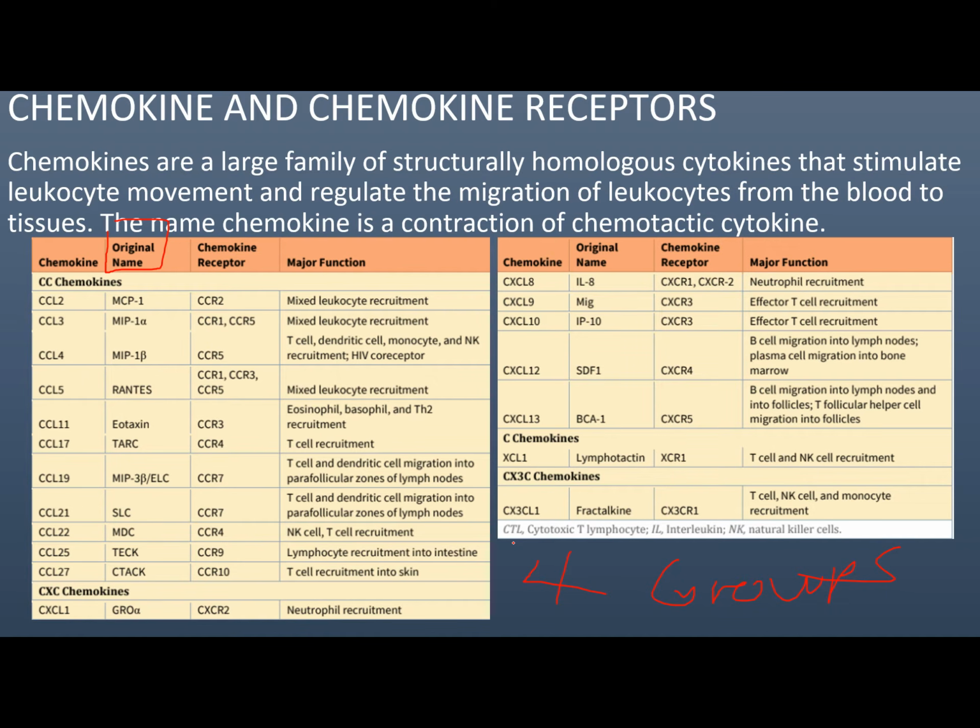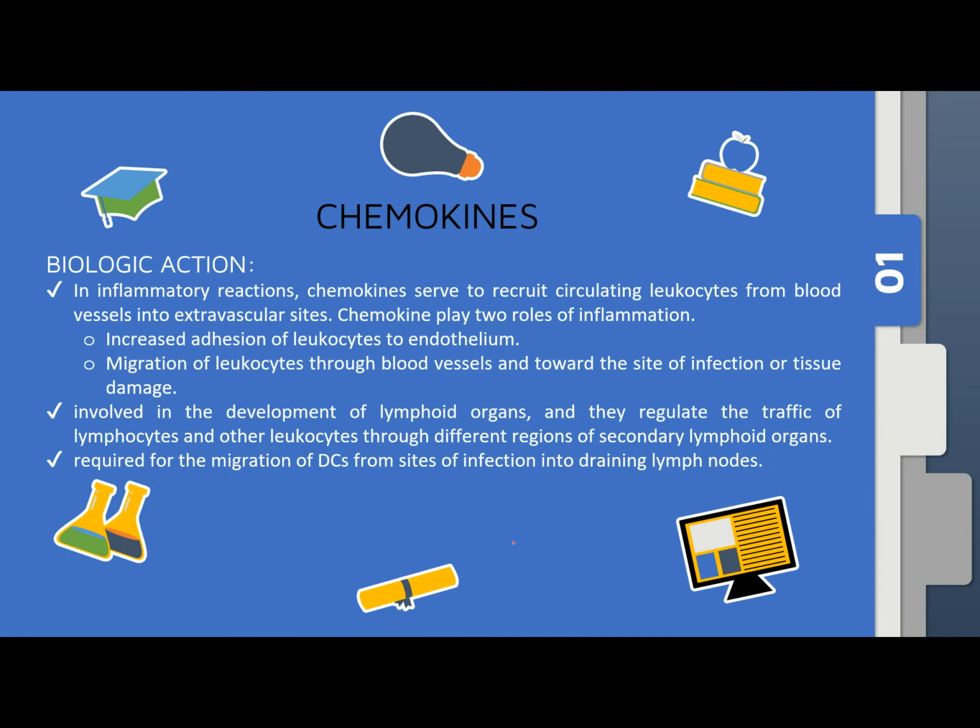Alright, let's continue. I won't tackle this class to save time, but try to study them or memorize them on your own. Now, the chemokines have different biological functions. In inflammatory reactions, chemokines serve to recruit circulating leukocytes from the blood vessel into the extravascular site. Chemokines play two roles in inflammation: increasing adhesion of leukocytes to the endothelium, and migration of leukocytes through blood vessels and toward the site of infection or tissue damage.